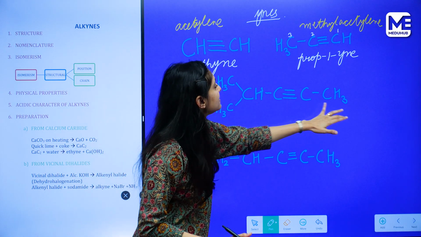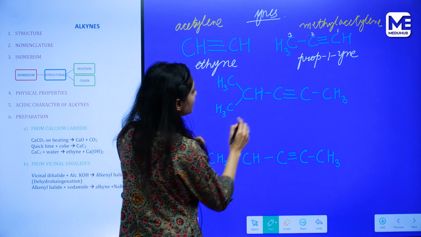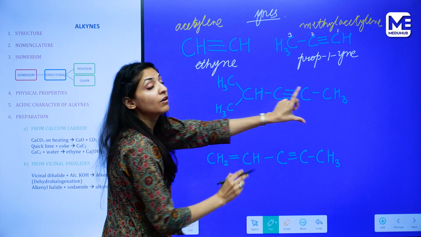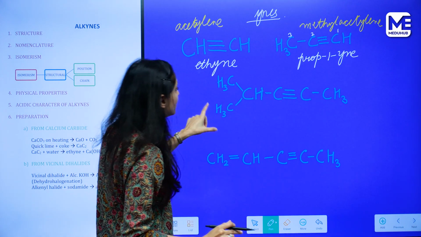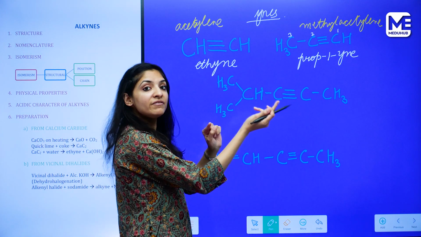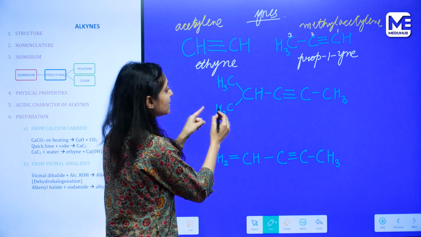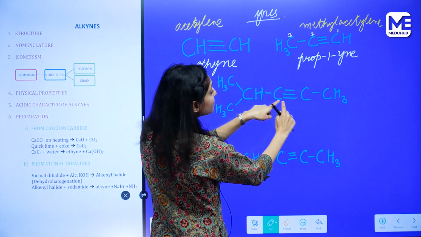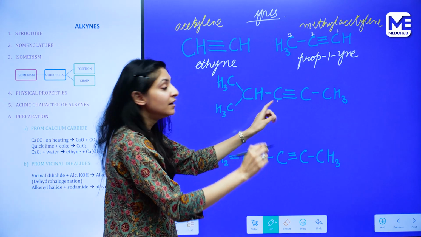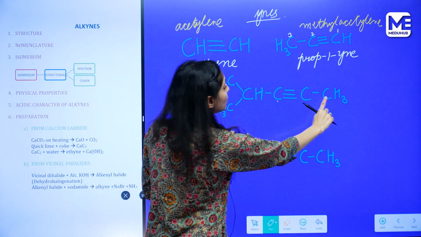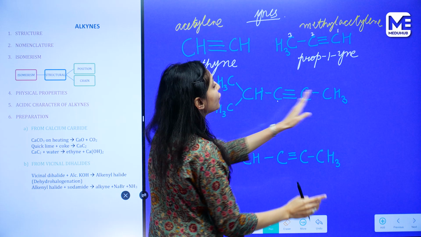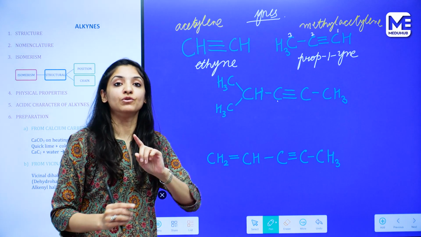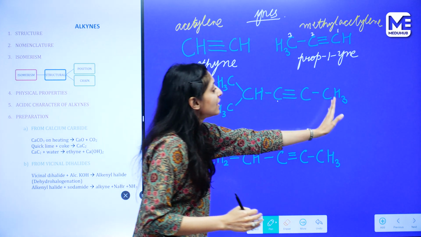Look at this one. This is a little more complicated. Here the longest carbon chain is 1, 2, 3, 4, 5. The longest carbon chain contains 5 carbons. From where will we start the numbering, left or right? Let us start numbering from here first: 1, 2, 3, 4, 5. The triply bonded carbon is getting the number 3. If we start from this side, 1, 2, 3, 4, 5, the triply bonded carbon is getting the number 2. According to the lowest locant rule, we will start from here.